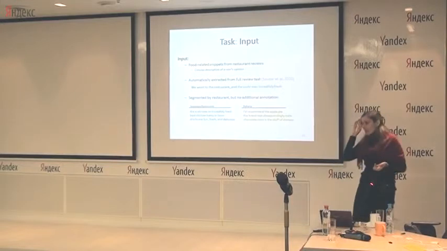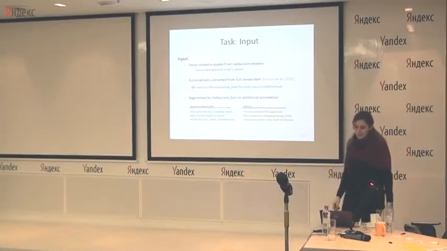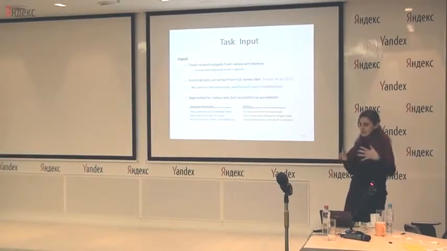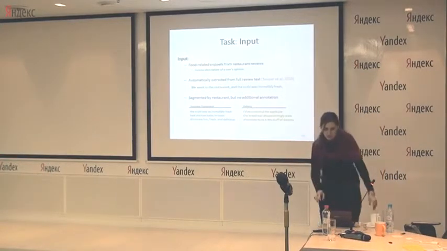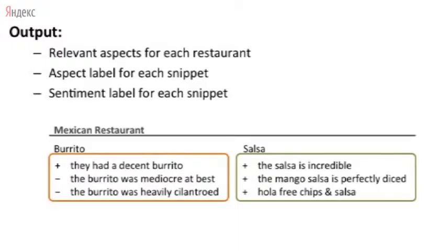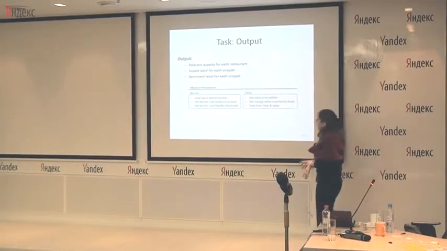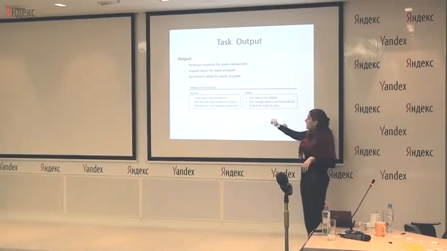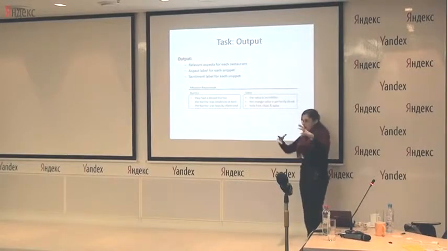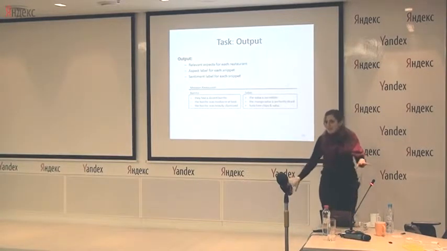Okay, so again, as an input to this model, we will take the output of the previous model where we just extracted all these possible snippets. They would be segmented by the restaurant, so you will have a bag of snippets for each restaurant. There will be no additional information. And what I would want to produce is relevant aspects for each restaurant. So I would assume that I will predict something different for Japanese restaurants than for a pizzeria. I want an aspect label for each snippet and a sentiment label. So you're going to get all the opinion about burritos lumped together and all the opinion about salsa separated. Does it make sense?